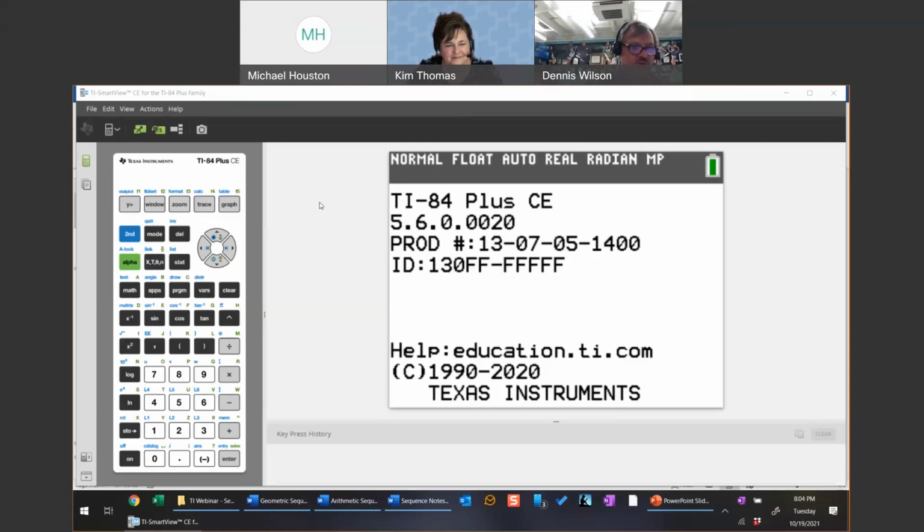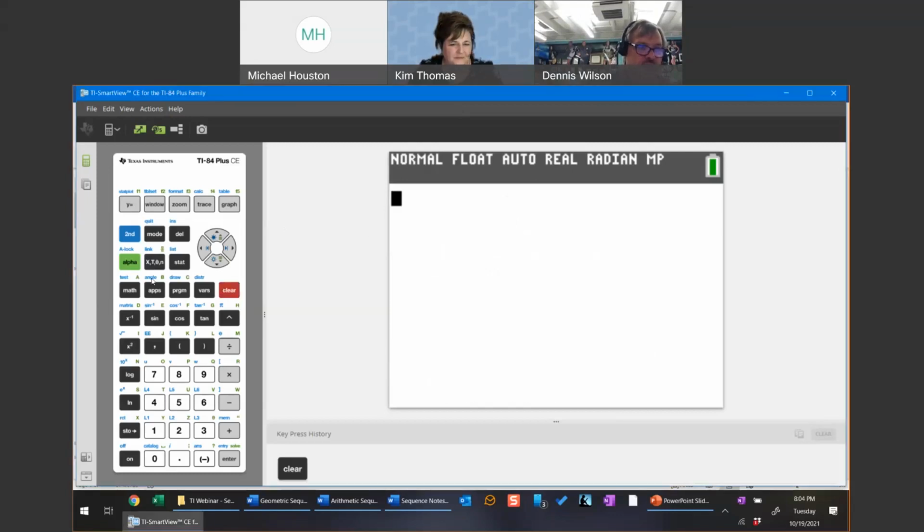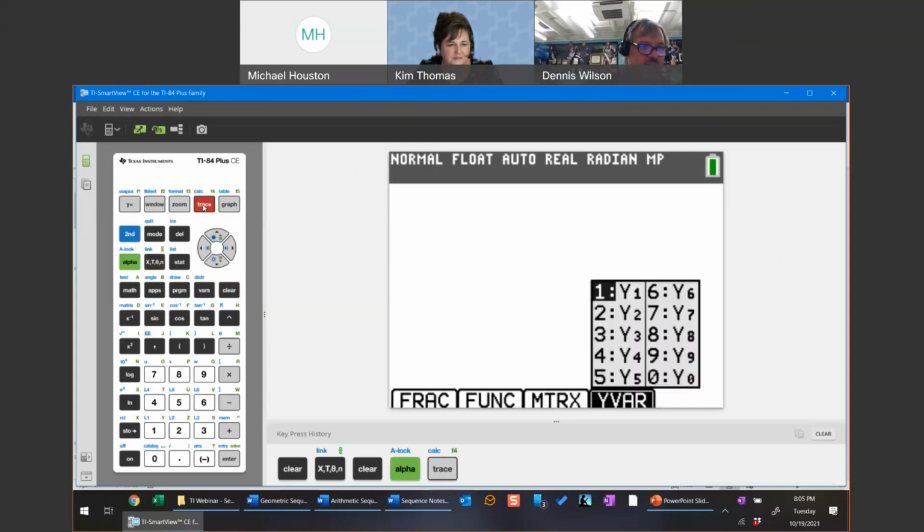But before we get into the sequence mode, I want to just take a tour of what we're familiar with. Okay, so I'm going to clear this screen. The X,T,theta,n button, which is right here. When I press that in the default mode, I get an X on my screen. When I press alpha F4, I get the list of the Y functions from Y1 down to Y0.